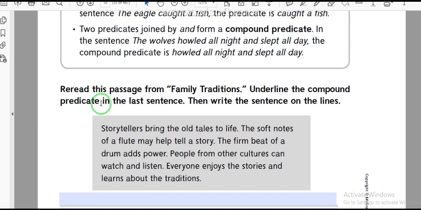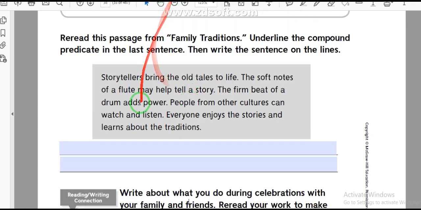Now let's do this exercise here. Reread this passage from Family Traditions. Underline the compound predicate in the last sentence, then write the sentence on the lines. So we should read this paragraph. We should underline the compound predicate that is in the last sentence, then write the sentence on the line. Let's read all the paragraph first.